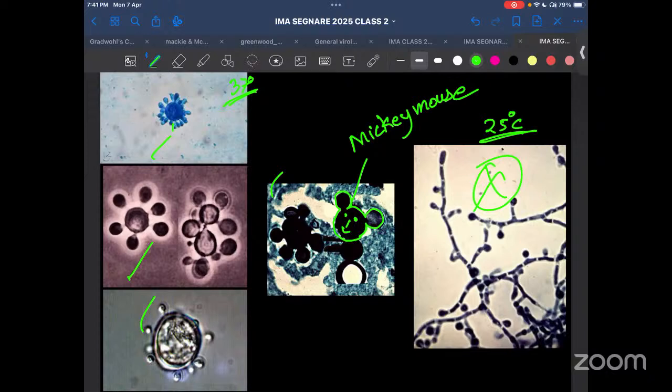So it causes a disease known as Lutz Splendor de Almeida disease, and it causes pulmonary infiltrate as well as skin lesions, and the treatment is itraconazole. Itraconazole is the treatment. Okay, so we move on to the next topic.